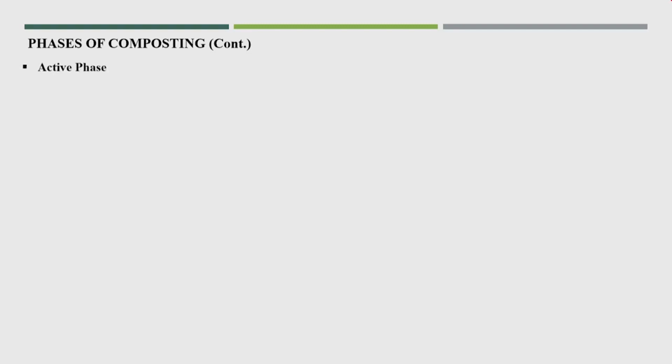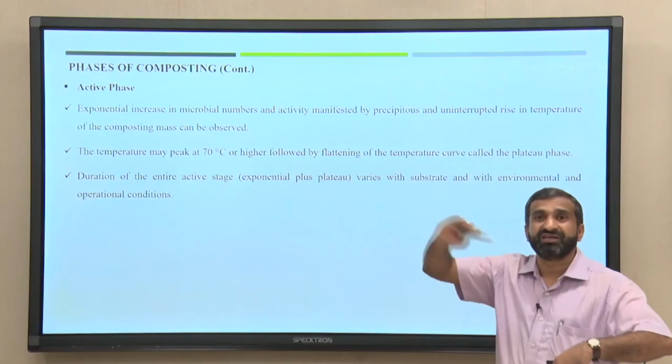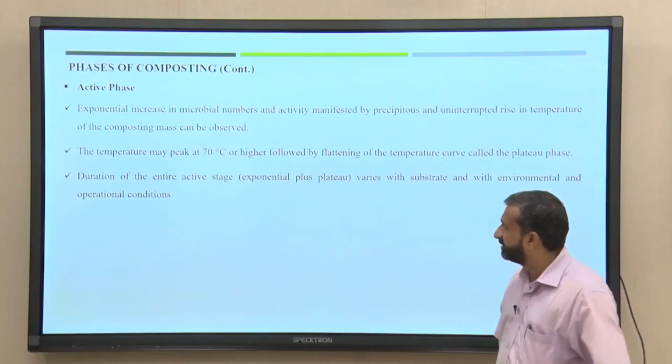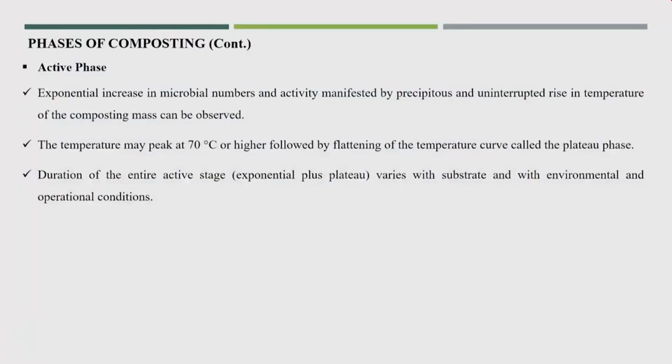Now, the next phase is the active phase, the second phase. There is an exponential increase in the microbial number and activity, manifested by an uninterrupted rise in the temperature of the composting waste. So, it is a continuous, exponential increase of the temperature here. The temperature may peak at 70 degrees centigrade or higher, followed by flattening of the temperature curve called the plateau phase.